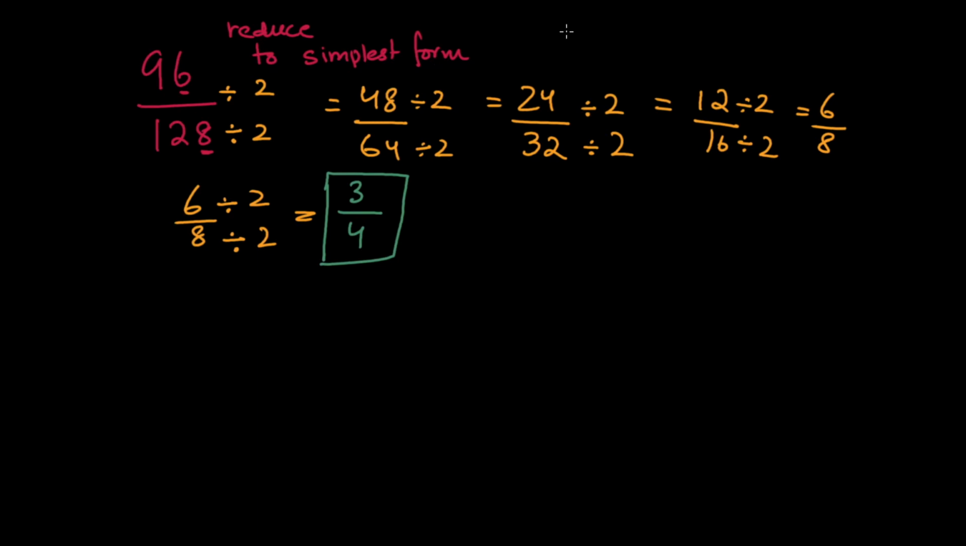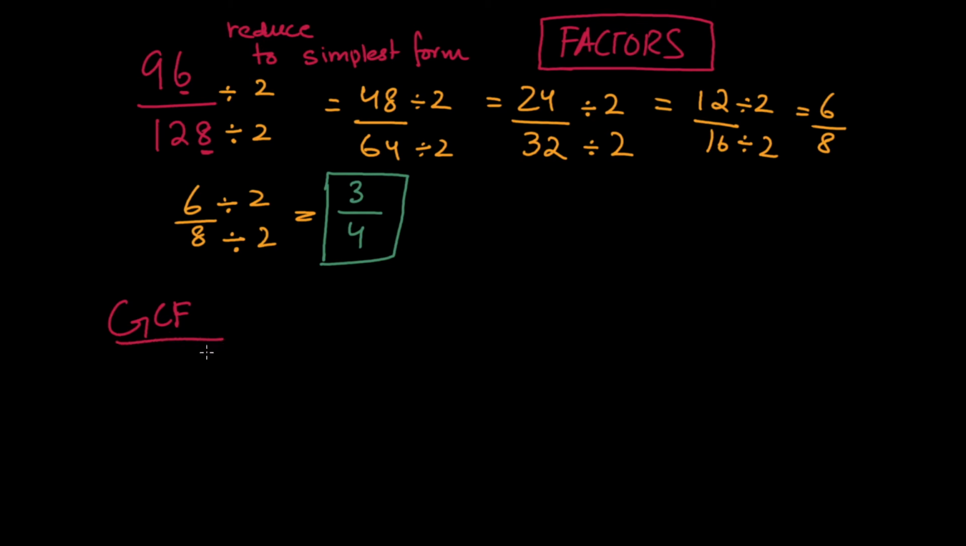Now that's just the factors. So you just knew one factor of 96 and 128 both, and you used it and divided all the way through. Now in the case where you know the GCF, which is the greatest common factor, here's how different it is. So if you find the GCF of 96 and 128, it turns out to be 32.